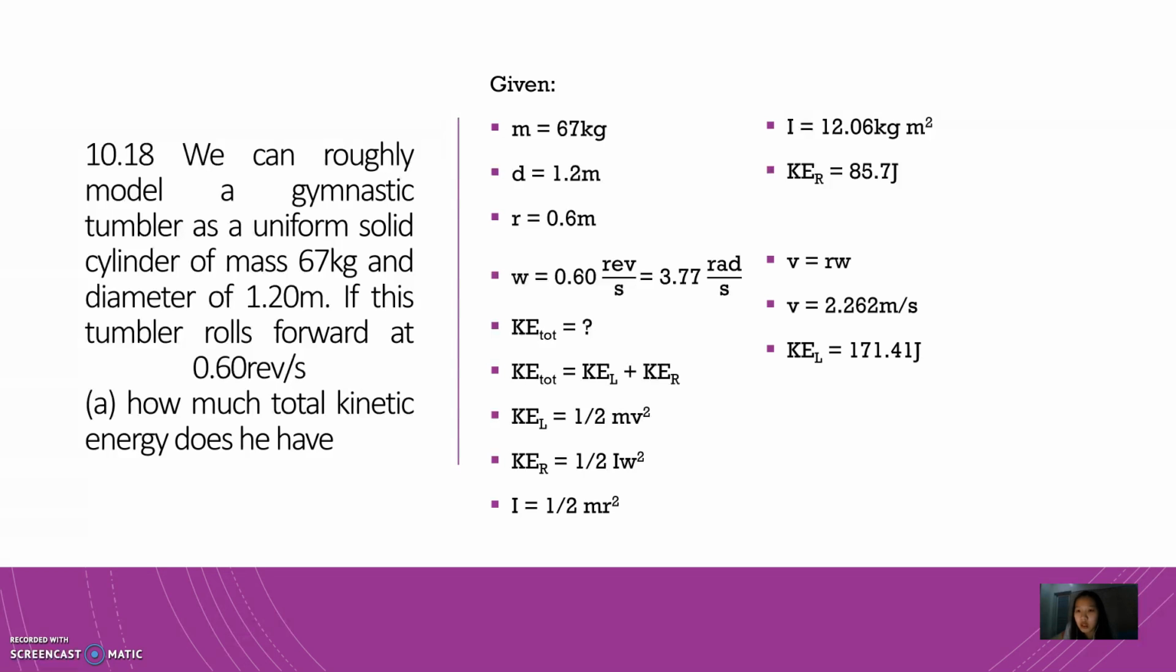Your linear velocity would be radius times angular velocity, and you'll get 2.262 meters per second. And now, you can get its linear kinetic energy, which is 171.41 joules. Just add the two kinetic energies and you'll get its total kinetic energy of 257.11 joules.